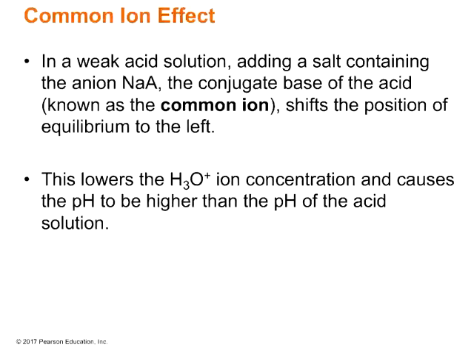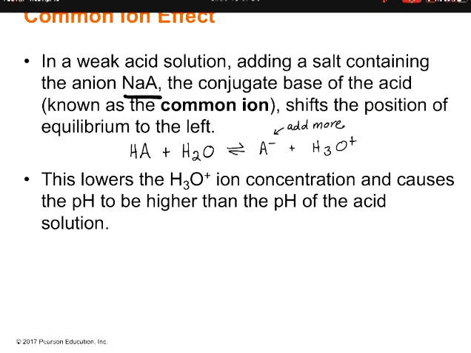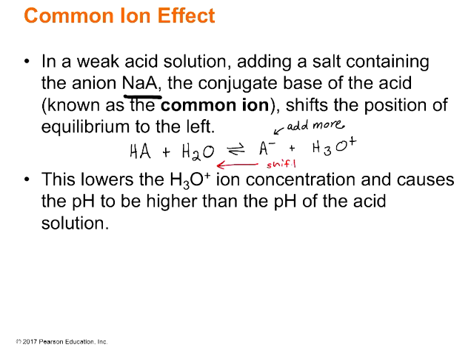So in a weak acid solution, let's say we have HA and it's reacting with water, and in that process we're going to produce the conjugate base of the acid and some hydronium ions. If we add a salt that contains this anion, A-, so let's say we're adding sodium A, which is the conjugate base of the acid, that's going to shift the position of equilibrium to the left. And this is according to Le Chatelier's principle. If you add more product, then things are going to shift back towards reactants. So everything's going to shift left.